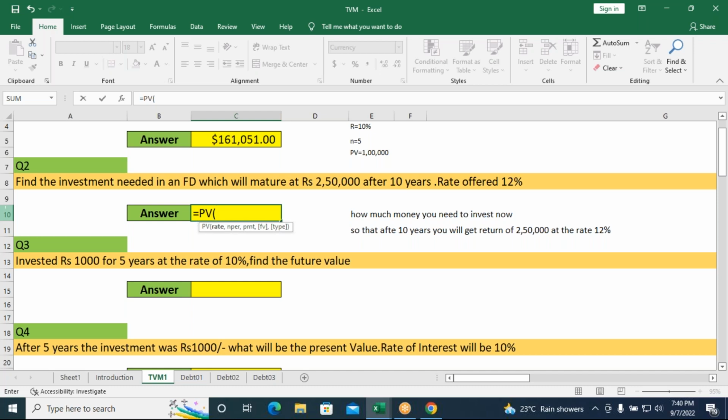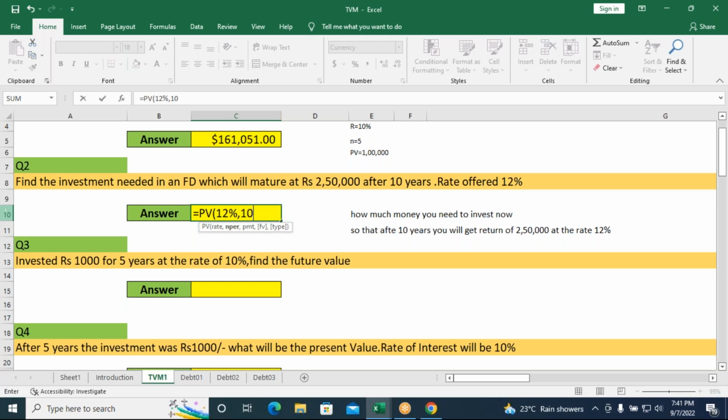Okay, so tell me what is the rate of interest that I'll be getting? 12%. So I need to type in 12% over here, comma. How many years do I have to put it in FD? 10 years. So NPER is 10 years. And do I know the PMT, that is EMI, what I have to pay? No, nothing is mentioned as payment or EMI in the question, isn't it? So I will give it as 0. So PMT will be 0.